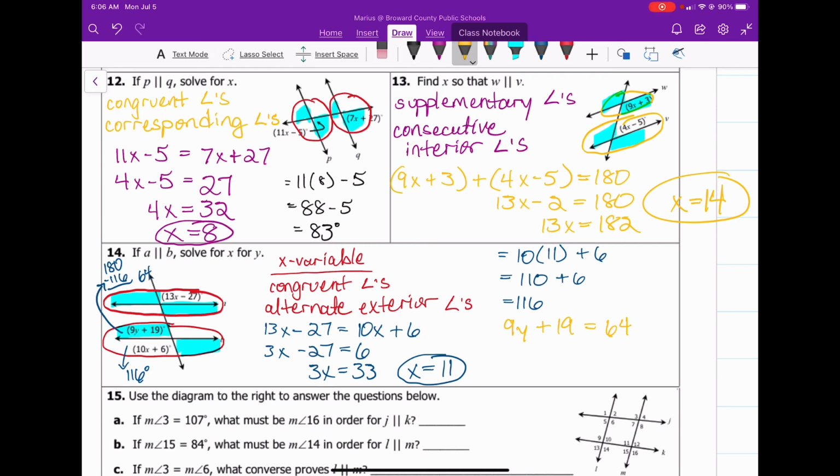So we subtract 19 from both sides. So that's going to give us 9y is equal to 64 minus 19. That's 45, excuse me. So, yep, 45, all right? So that's 45, divide both sides by 9, and y is going to be equal to 5. And now we've solved for x and for y, okay?